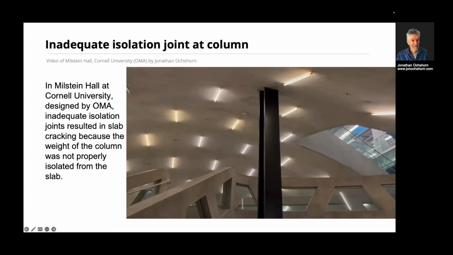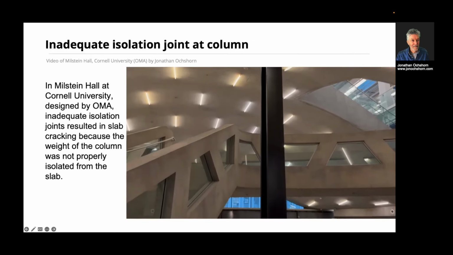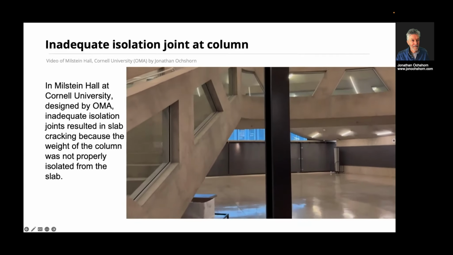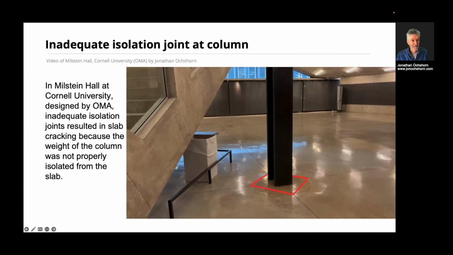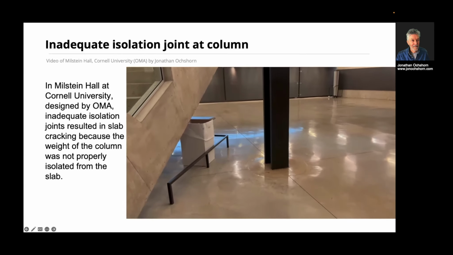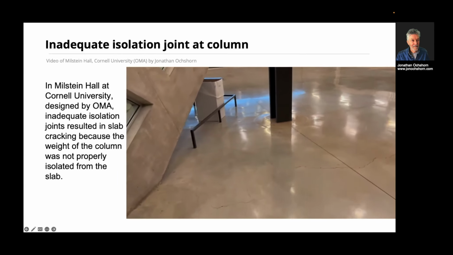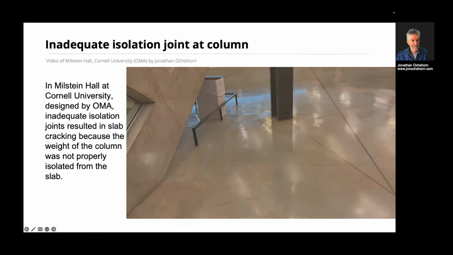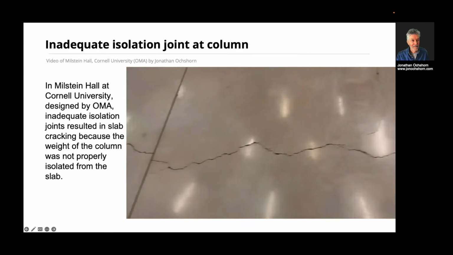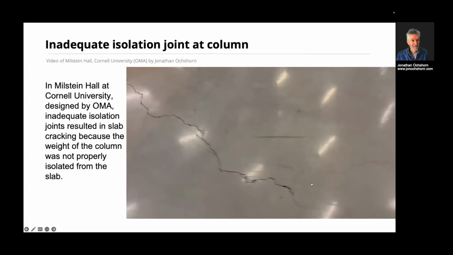And then we get to Milstein Hall, and either because they wanted this sense of continuity, or they just didn't know any better, they left out that isolation joint, and as a result, the slab cracks where it wants to crack. Right? It's going to crack. It just won't crack in a neat way. It'll crack in a kind of arbitrary way. So that's the kind of moral of the story.